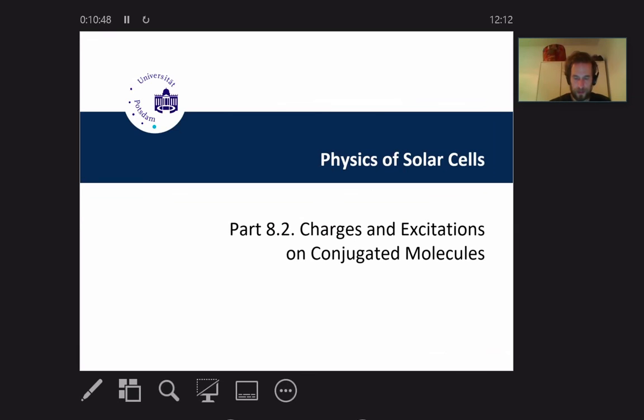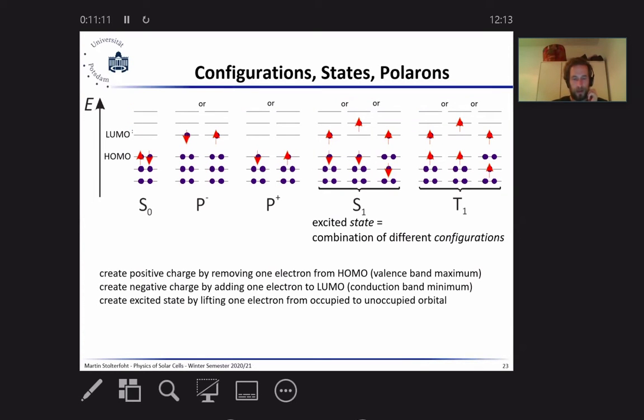Okay, there's another chapter on charges and excitons. So we have half an hour left, and since next time will be the last lecture, I need to cut this chapter quite a lot. I can go quickly through the remaining slides here, and then I quickly want to introduce organic solar cells.